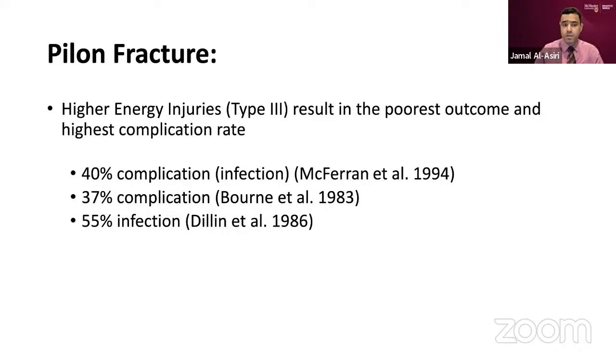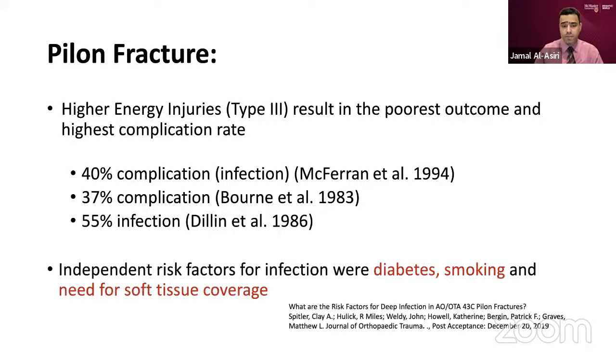Pilon fractures, as we talk about them, most likely happen with high energy injuries. Types 2 and 3: type 3 results in the poorest outcome and the highest complication rate. If you look at these complication rates, even from the 80s and 90s, we're looking at 40% complication, 37% infection, or up to 55% infection with Dylan.